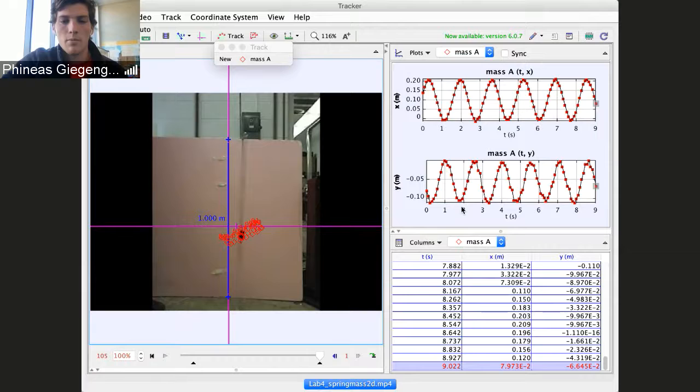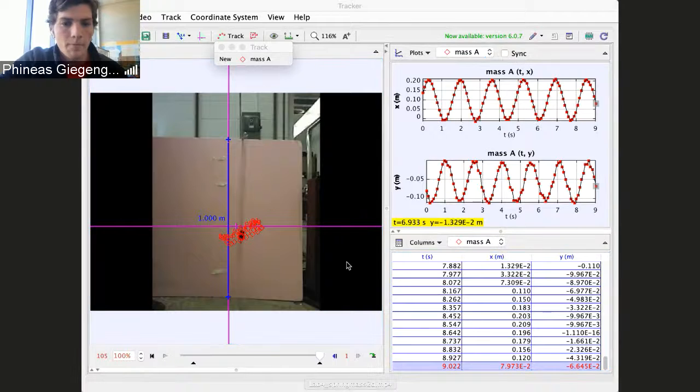And then for the Y position, it seems to be, well, maybe more like 1.5 when you look at some of these, about 1.5 here as well, as you can see. So either way, I would say about 1.5 seconds is the oscillation period.